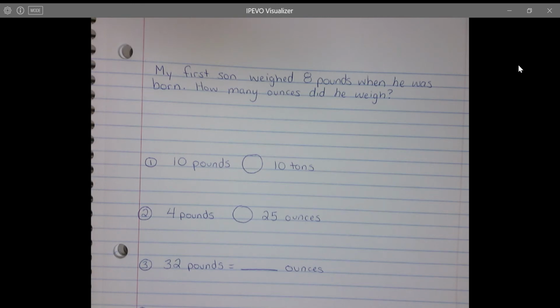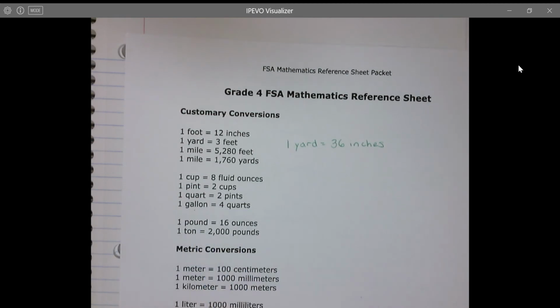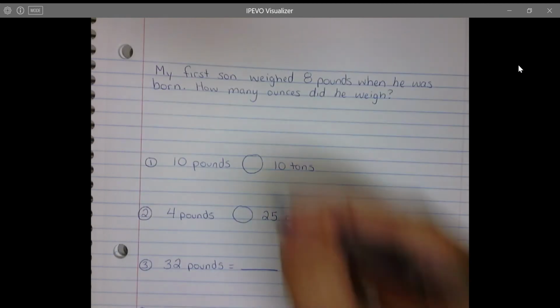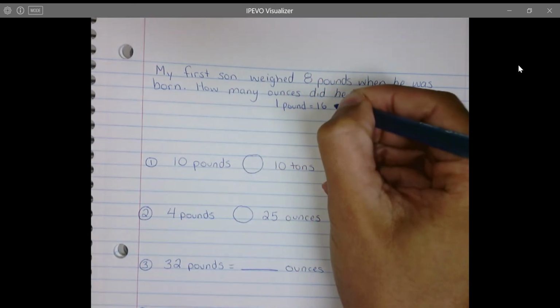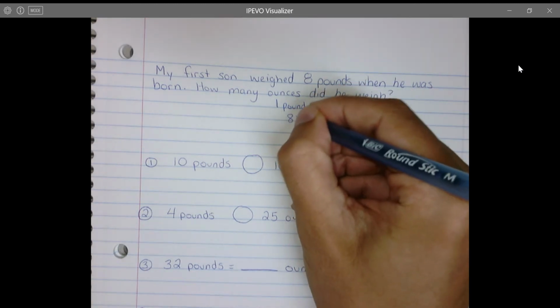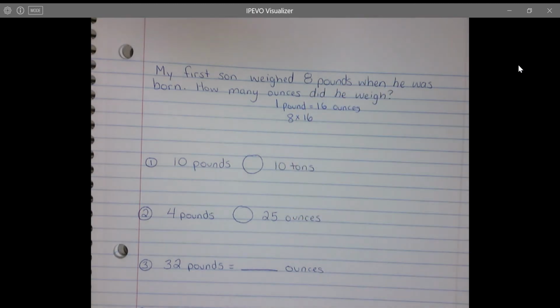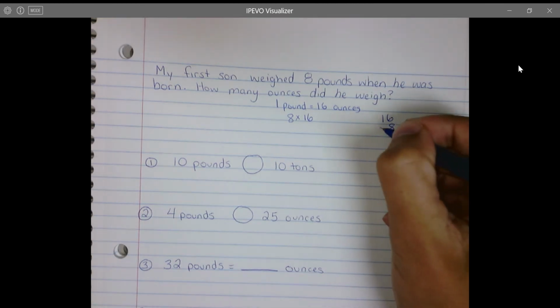Well, let's look at that reference sheet. I can see that 1 pound is 16 ounces. So when we're changing from pounds to ounces, our number is going to get larger. For every 1 pound, there's 16. Since I have 8, that would be 8 groups of 16, or 8 multiplied by 16, and that would get me my ounces. So doing this over on the side, 16 multiplied by 8.